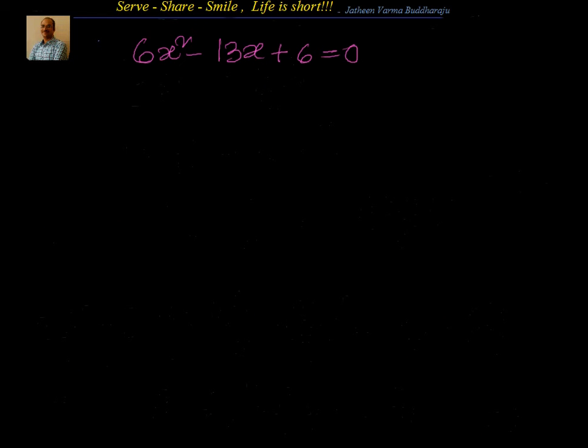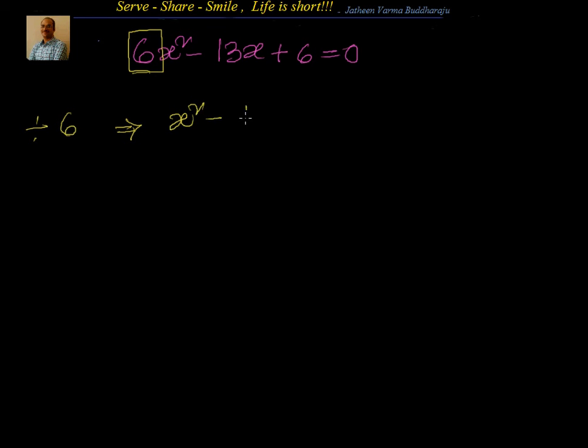Let's try to do one more problem. Let's solve this problem. We have to find the roots of 6x² − 13x + 6 = 0, which is a quadratic equation in standard form. We will use the completing the squares method, because that's what we are going through. So what is the first step to be done? I see that the coefficient of x² is not 1, so I will immediately divide by 6.